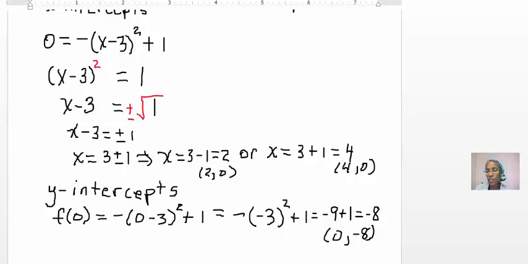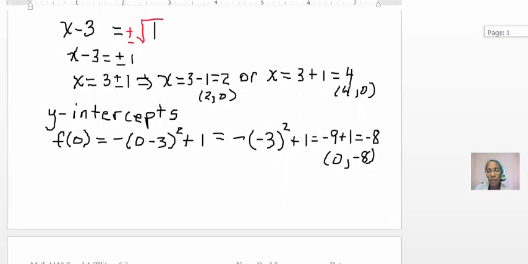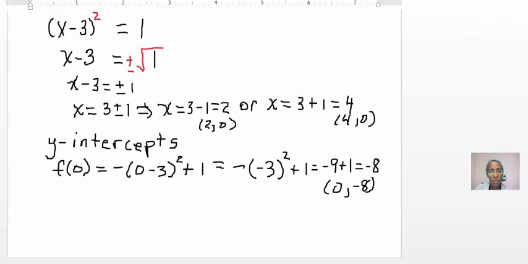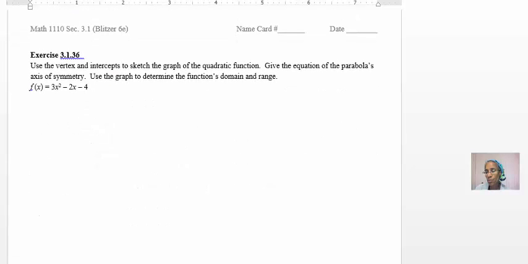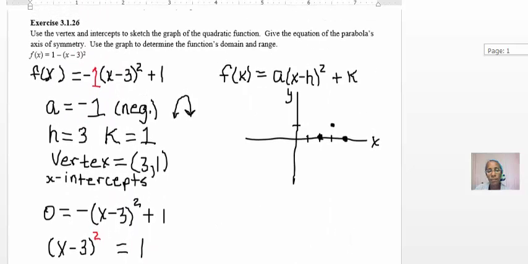And the axis of symmetry is always the vertical line whose equation is x equal to my h. So this is the vertical line, x equal to 3. Our h was 3.